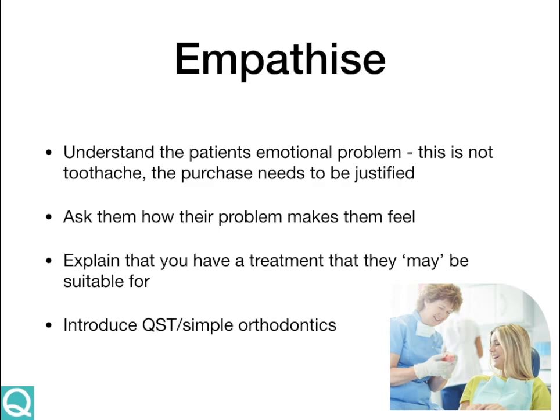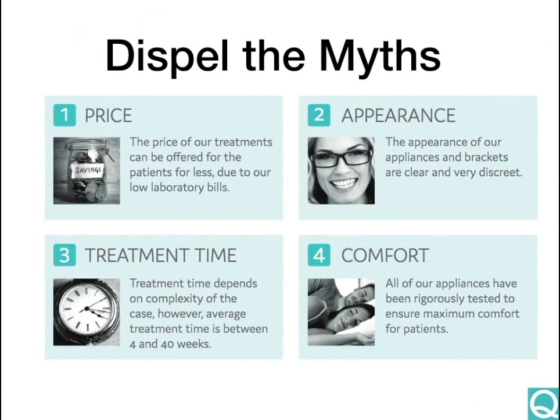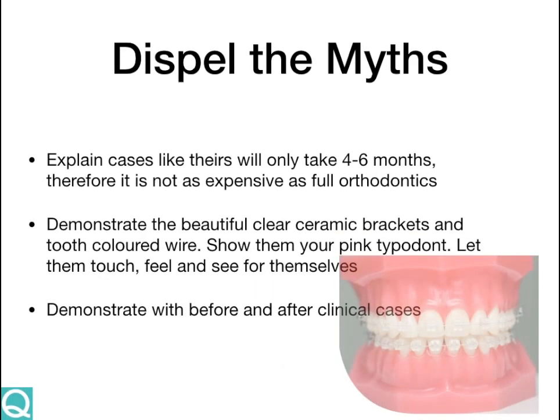Now, the way in which you want to do this is firstly you want to dispel the myths, because when you say orthodontics, most patients will think it's very expensive, it's ugly Betty braces, it takes 2 years, and it's uncomfortable because you're going to wear this appliance in your mouth for such a long period of time. But of course, having just completed your course on quick straight teeth and simple orthodontics, you know that this is absolutely not the case. Explain to them that cases like theirs, mild to moderate, straightening up the social smile, will only take around 4 to 6 months. Therefore, it is not as expensive as full orthodontics.